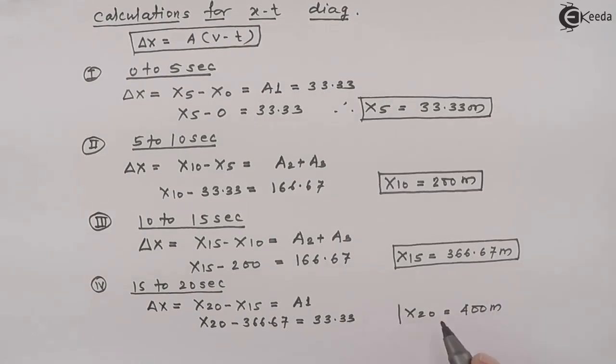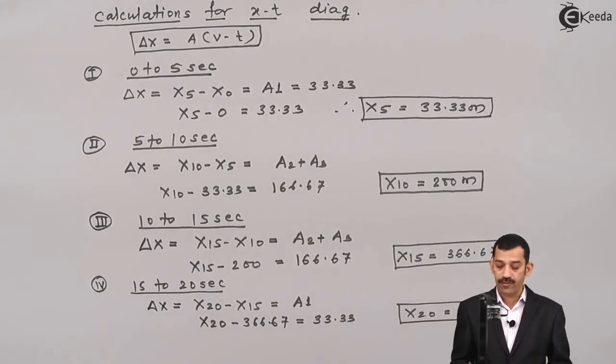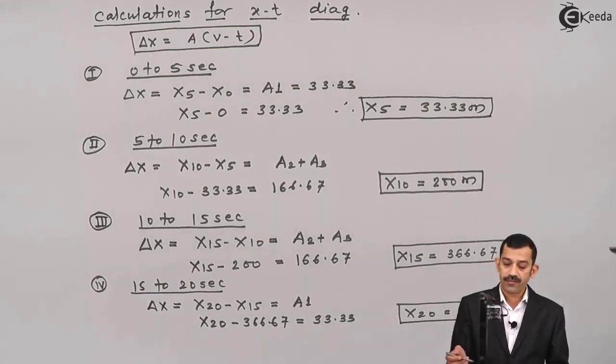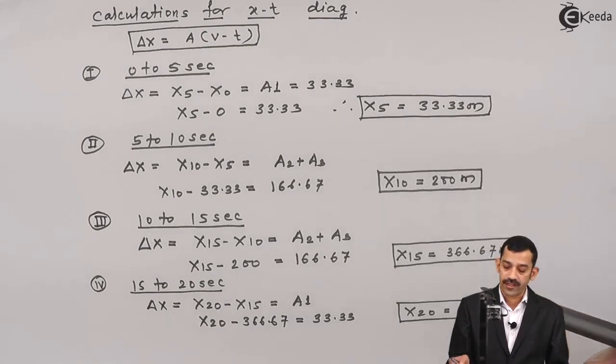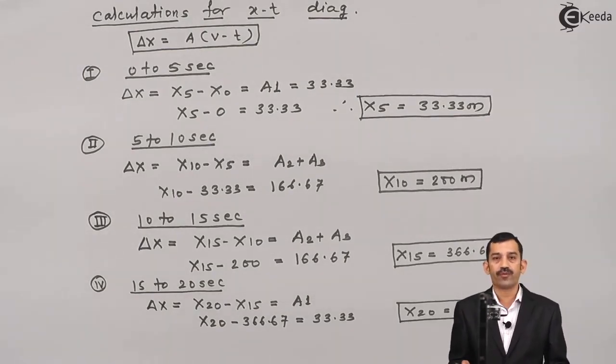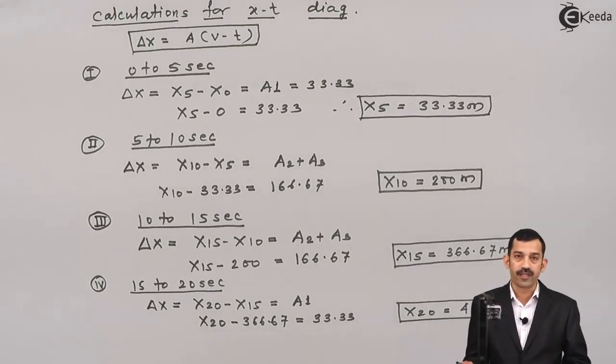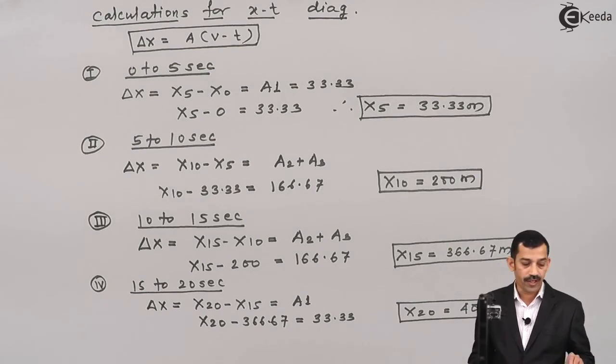That means you now have positions at all time instances. The maximum position is 400 meters at 20 seconds, and the minimum is 33.33 at 5 seconds, and from this time instant it gradually increases. At t equal to 0, the position is 0. Now these locations will be represented in our motion diagrams.